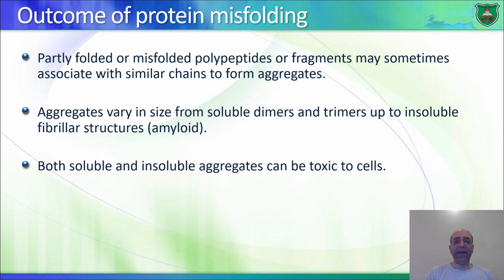So this really happens in certain diseases. That is, you can have misfolded or partly folded proteins aggregating in different tissues, and that causes certain diseases, as I will mention in a few seconds. Now these aggregates vary in size. You can have dimers, trimers, and large protein structures, and these are collectively known as amyloids. They can be toxic to cells.